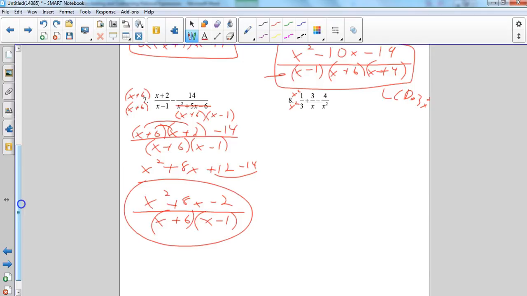I need to multiply the 3x, 3 over x, times 3x over 3x. And on the last one, I just need to multiply by 3 over 3.